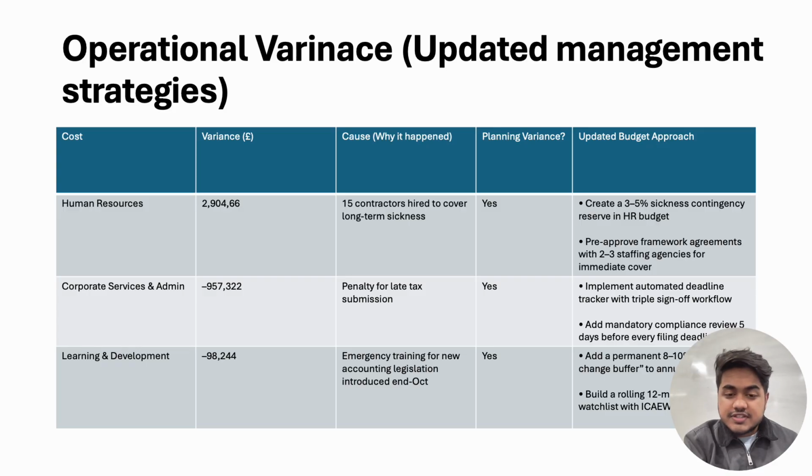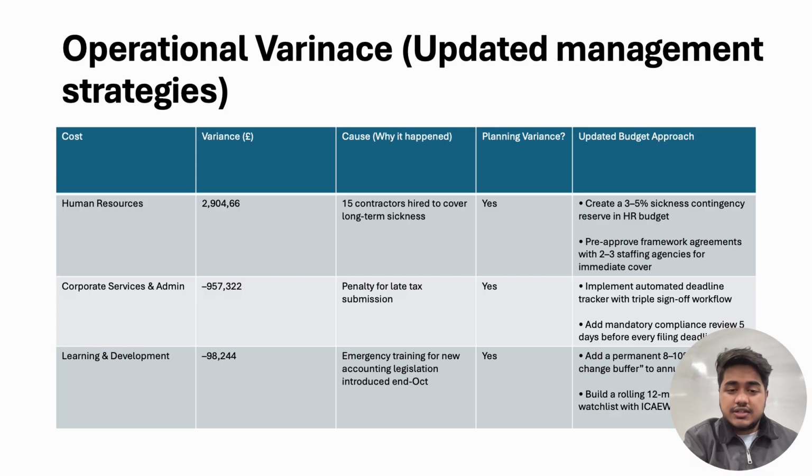Corporate service and admin show an adverse variance of 957,322 caused mainly by penalties for late filings. The recommendation is to add a mandatory compliance review, 5 days before every deadline, to stop this happening again. Learning and development has a 98,244 adverse variance due to emergency training sessions for regulatory changes. The improved strategy is to maintain a rolling 12-month regulatory alert system, so training can be planned in advance rather than done urgently.